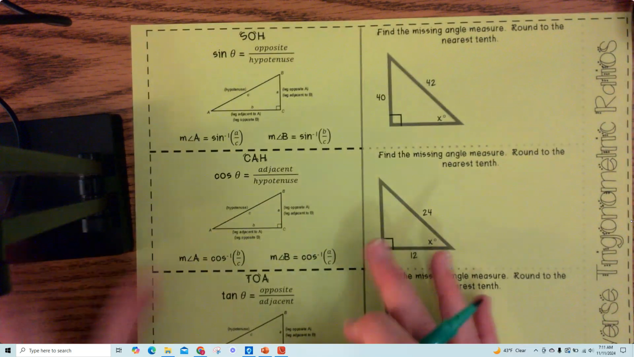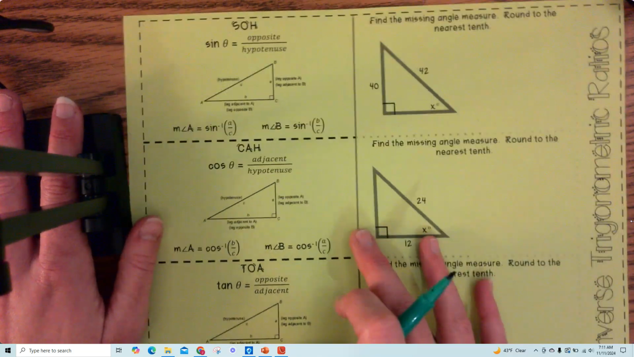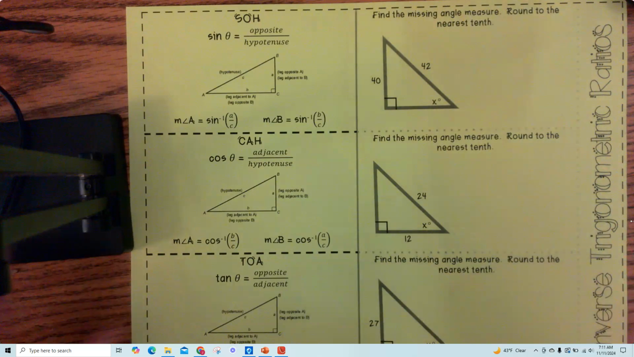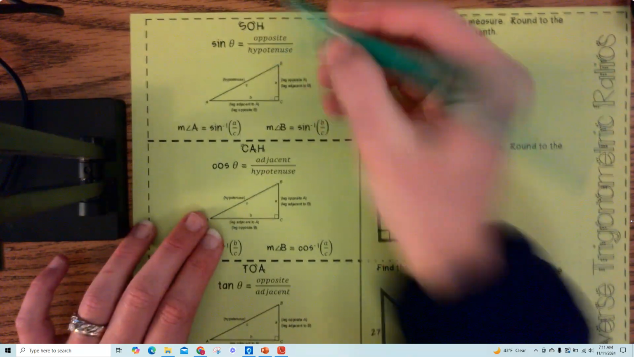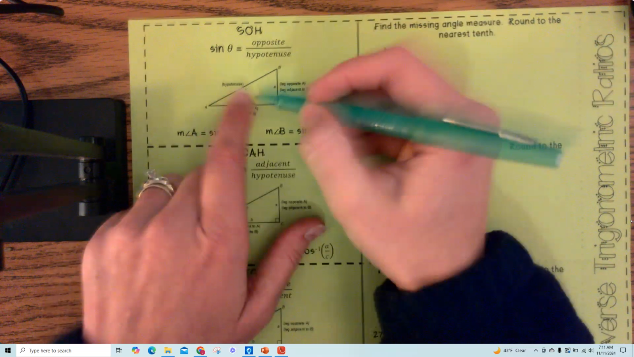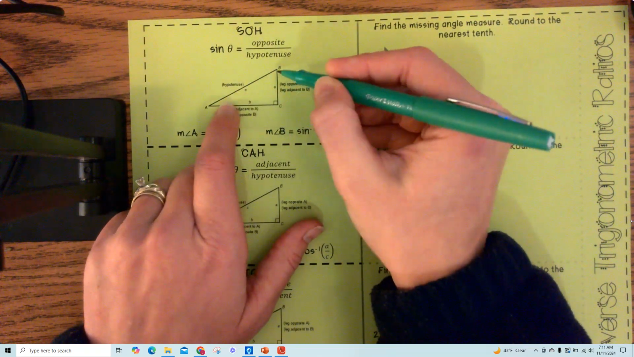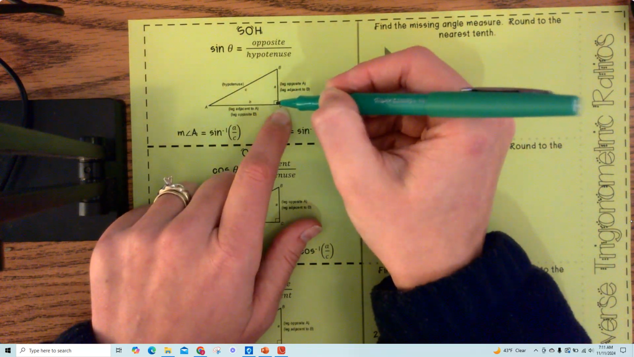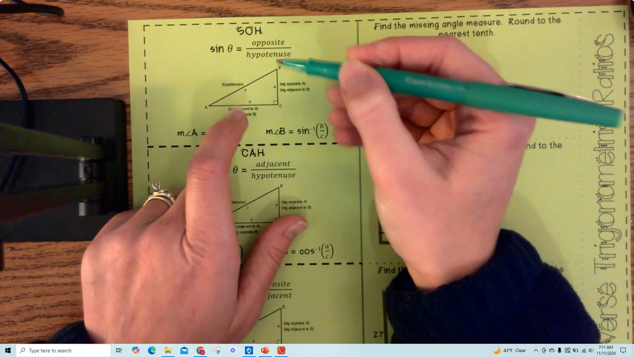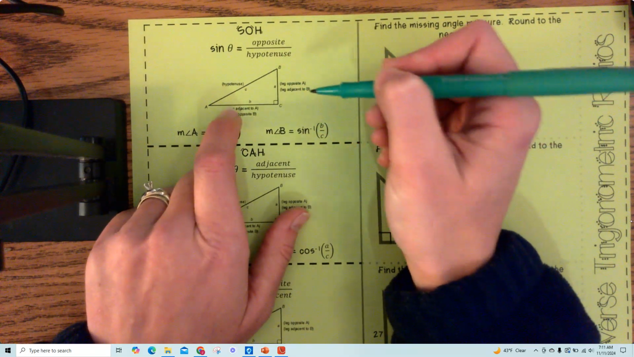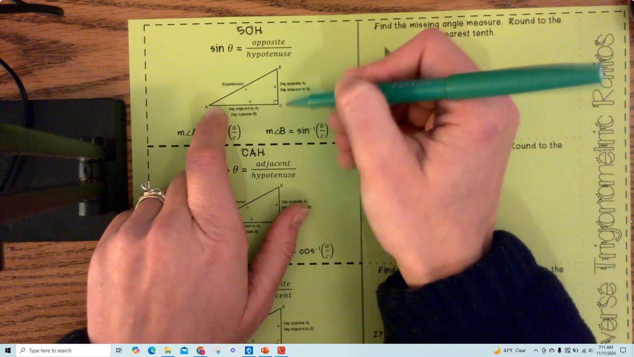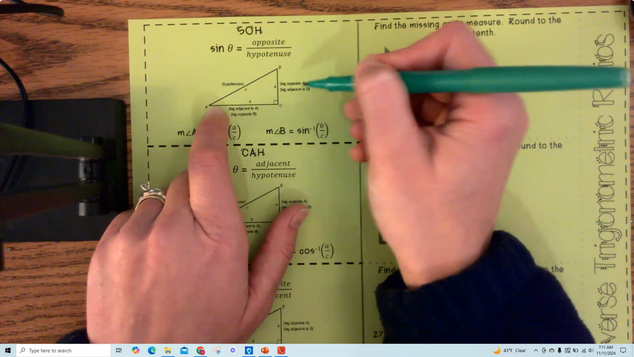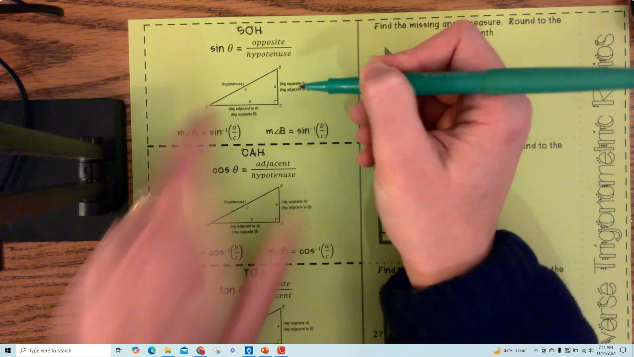So the sine of an angle is the ratio of the opposite side over the hypotenuse. In a right triangle, remember the hypotenuse is always the one that doesn't touch the right angle. And then the opposite side is the side that's opposite the angle. So angle A here, BC would be the leg opposite of angle A.